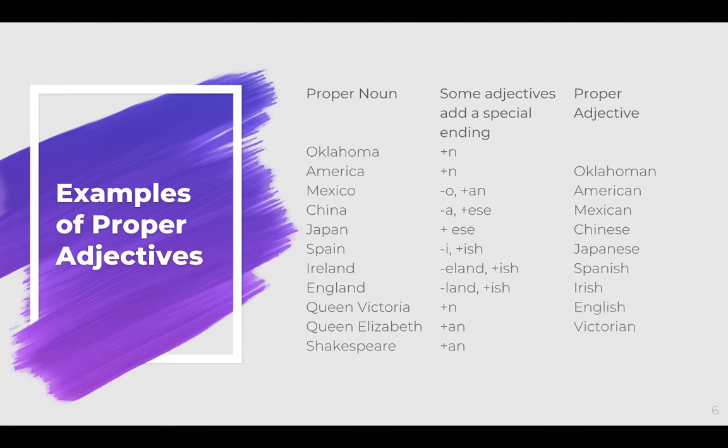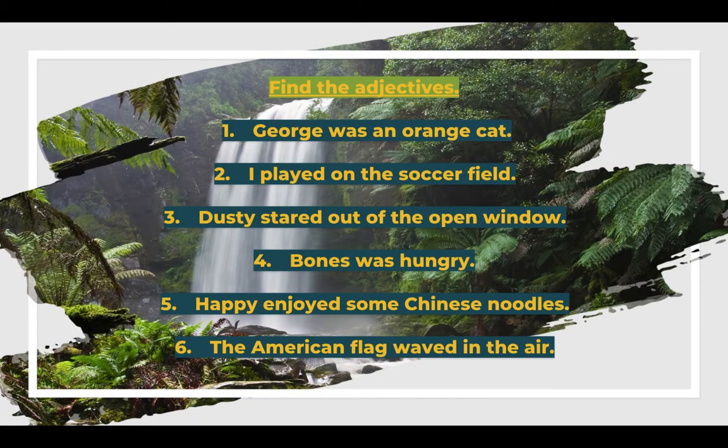Queen Victoria was a queen in England, and so that time period would be called Victorian. Queen Elizabeth, again, that time period would be called Elizabethan. Shakespeare would be Shakespearean. Now, notice that the most common endings are like an N or an AN, might be ESE or ish.